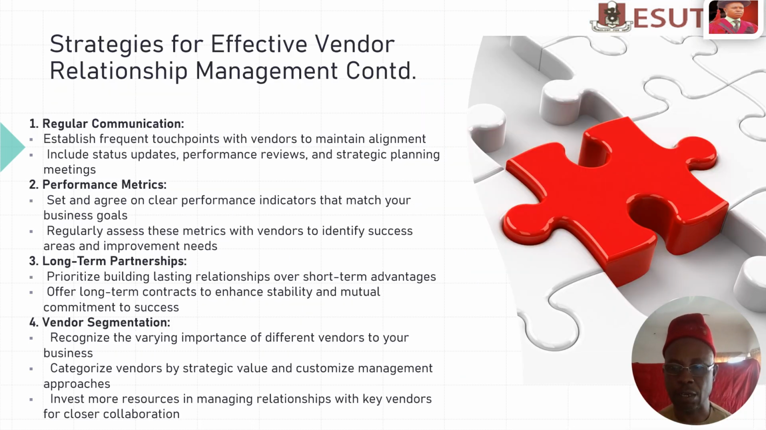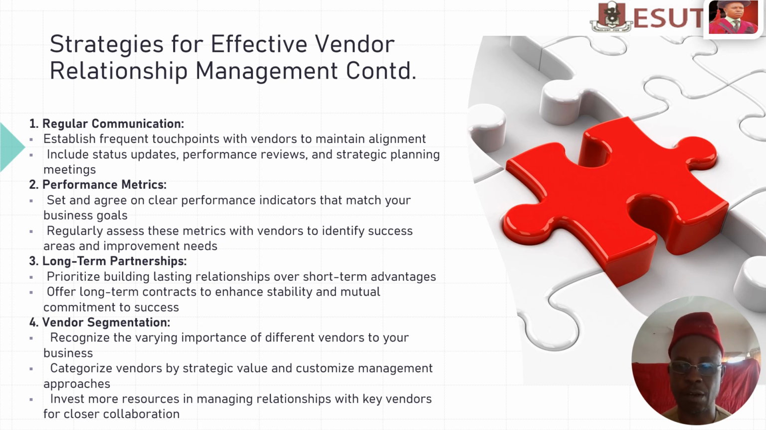1. Regular communication. Maintain frequent communication to ensure both parties are aligned. This can include regular status updates, performance reviews, and strategic planning sessions. 2. Performance metrics. Define clear performance metrics that align with business objectives. Regularly review these metrics with the vendors to discuss achievements and areas of improvement.